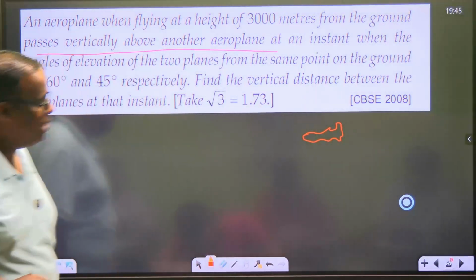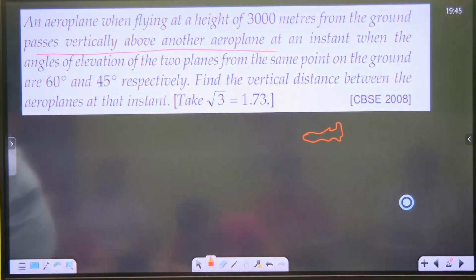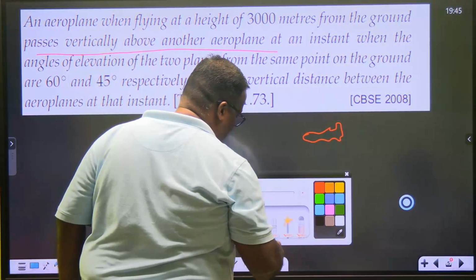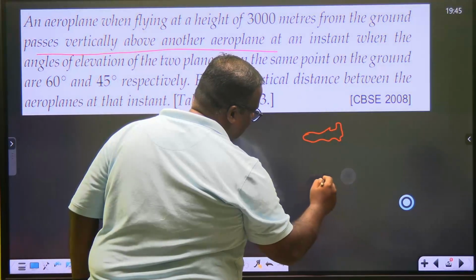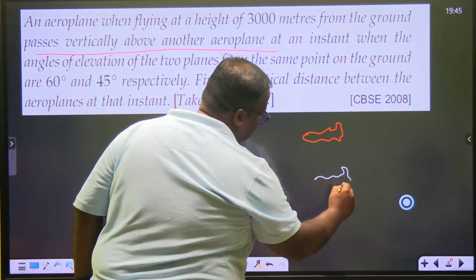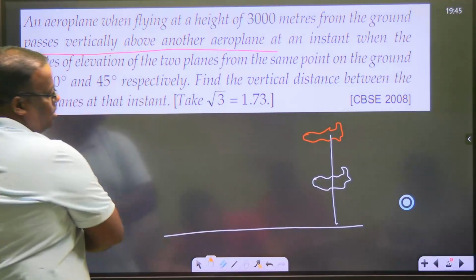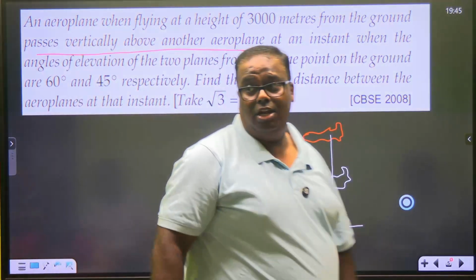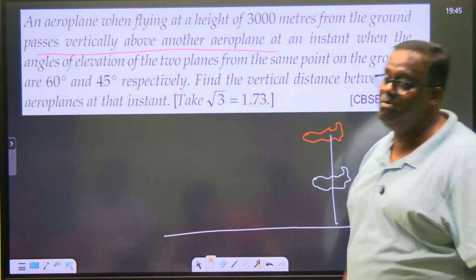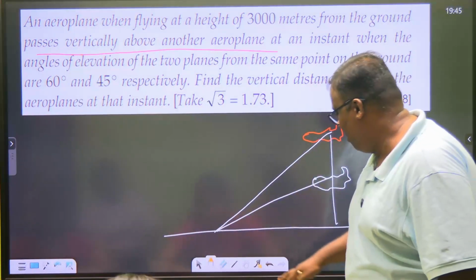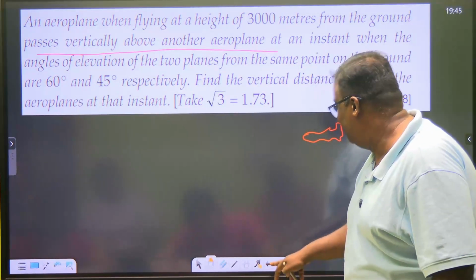Looks more like a whale. Whale is maintaining now how much? 3000 altitude. And now whale is passing over what? Another whale. Agreed? This height is 3000, and you are watching the aircraft from the same point on the ground. I'll not show anymore. Now you draw.